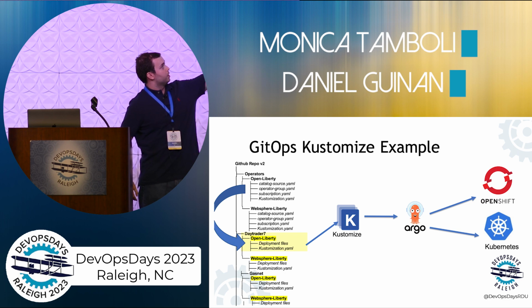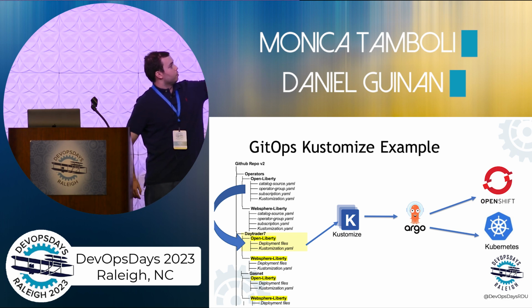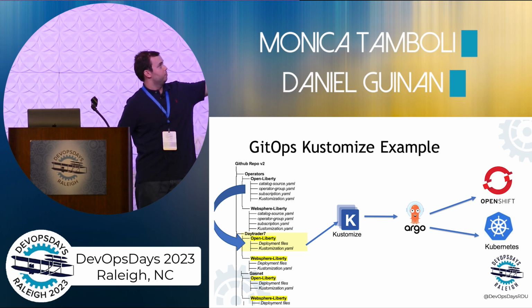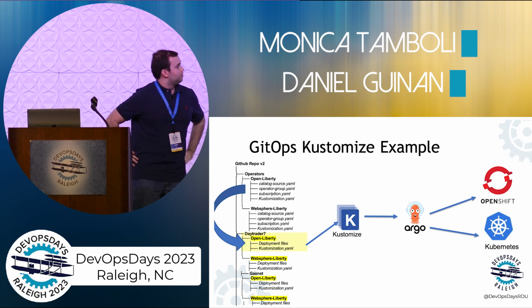Now with this, we had the versatility of moving those duplicate files outside of the app directory and putting them up in a separate operators one. So for all of these applications, we're now using the same 3 files, and we only had to change it once.